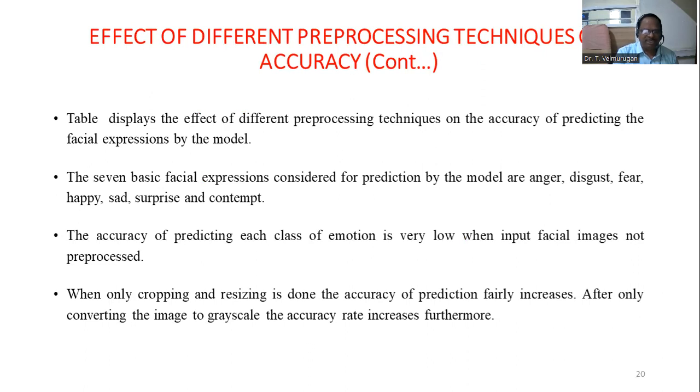So this table displays the effect of different pre-processing techniques on the accuracy of predicting facial expressions by the model. The 7 basic facial expressions considered for prediction by the model are anger, and already you know very well about all this. The accuracy of predicting each class of emotion is very low when input facial images are not pre-processed.